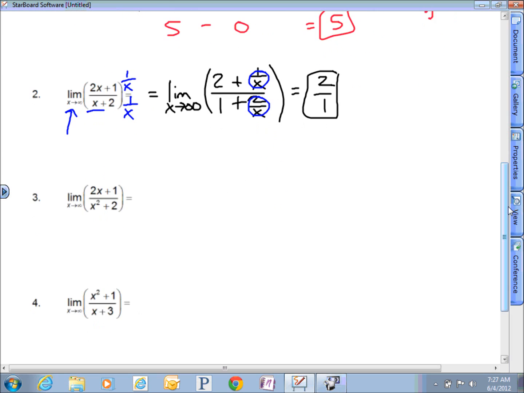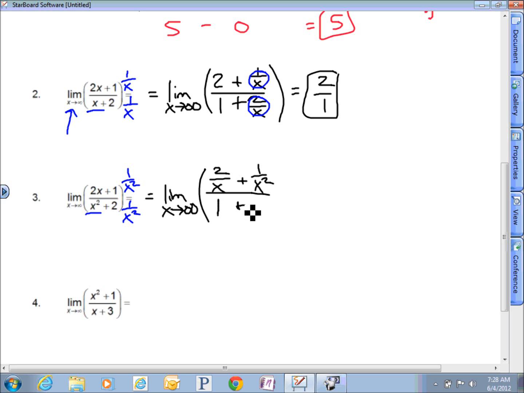Problem number 3, again, same thing. When the limit is as x approaches infinity, let's locate the highest power in the denominator. Now that we've located that, we're going to multiply top and bottom by 1 over x squared. If we do that, rewrite the problem. Limit as x approaches infinity. Numerator: 2x times 1 over x squared would give us 2 over x. 1 times 1 over x squared. x squared times 1 over x squared. And 2 times 1 over x squared.